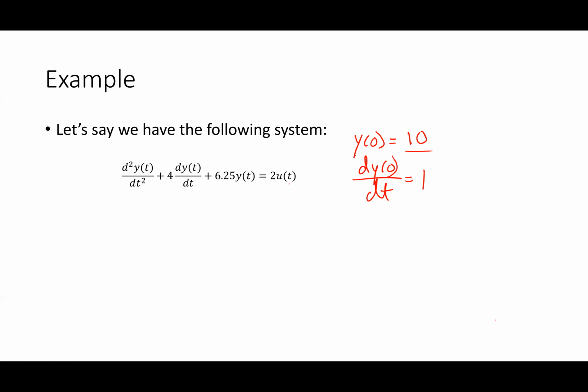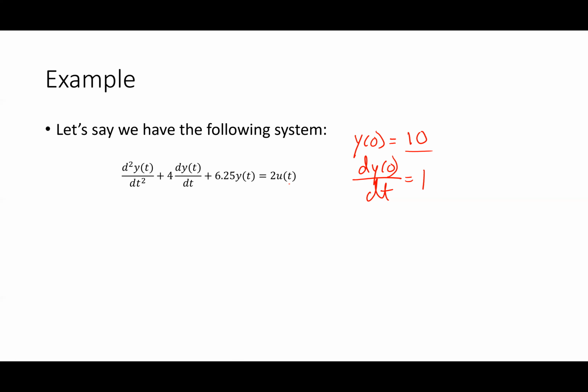I want to follow my three basic steps. What's step one? What do I want to do first? Transient solution. Now the transient solution means that I do what to that equation? I set it equal to 0, right? I get that u of t out of the picture, right?